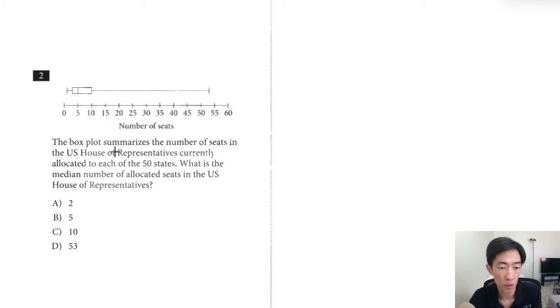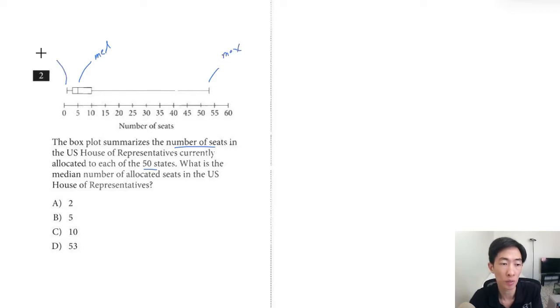Question 2, the box plot summarizes the number of seats in the U.S. House of Representatives currently allocated to each of the 50 states. What is the median number of allocated seats in the House of Representatives? So this is a box and whisker diagram, box here, whiskers here. Really the only thing you have to know is right in the middle is always going to be the median, the middle value. Over here is going to be the highest value, so that's the max.